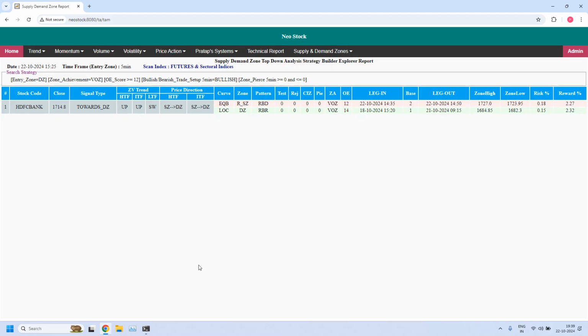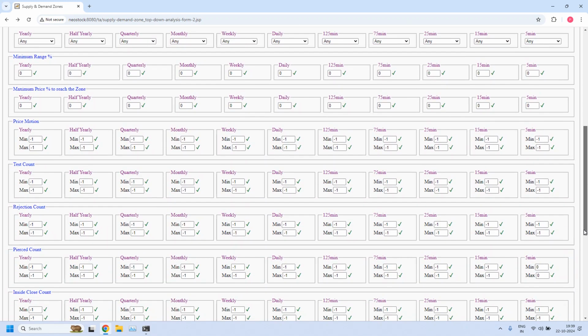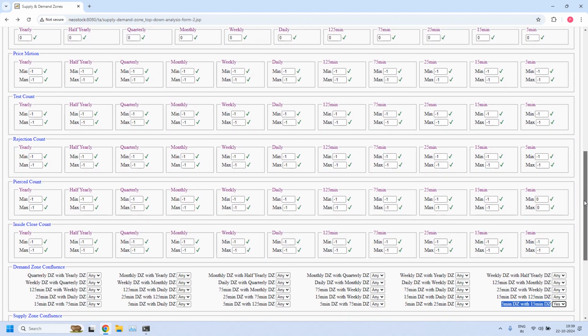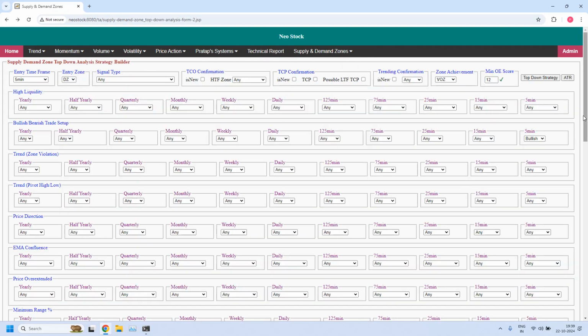Let's verify whether this demand zone is having any ITF confluence. So in the demand zone confluence, I am enabling the filter 5 minute demand zone with 15 minute demand zone. Oh, this is having an ITF confluence. Let's check whether it is having even HTF confluence.